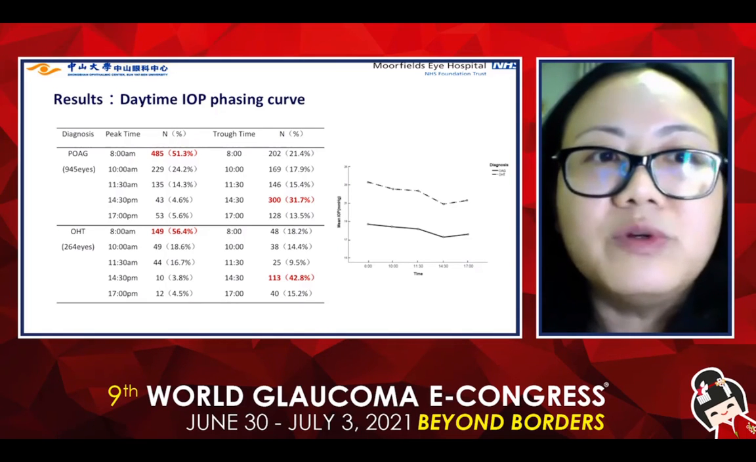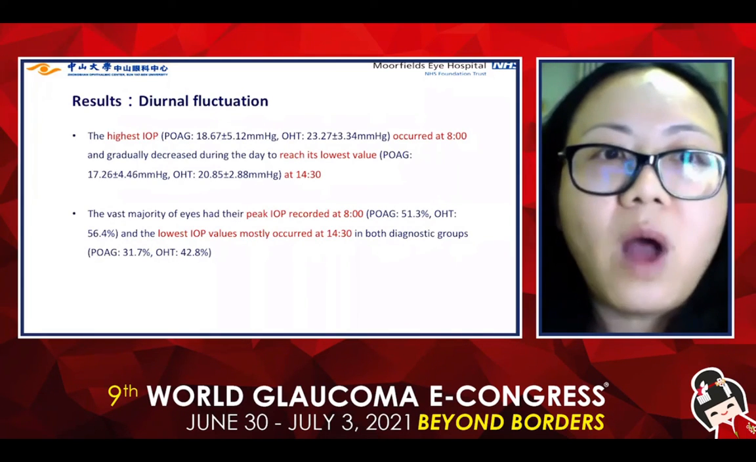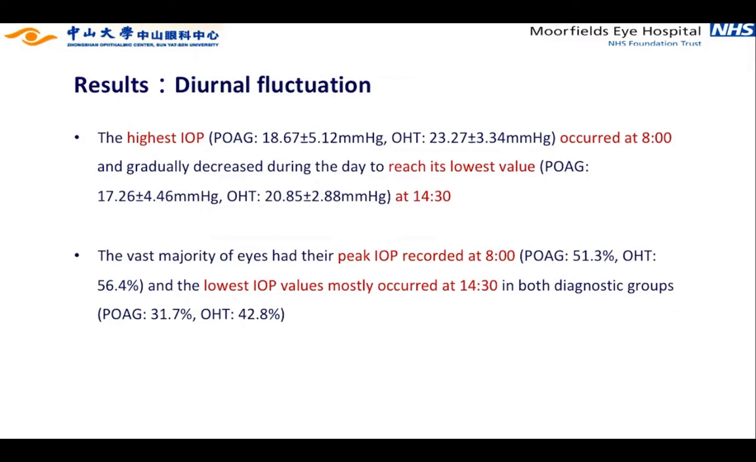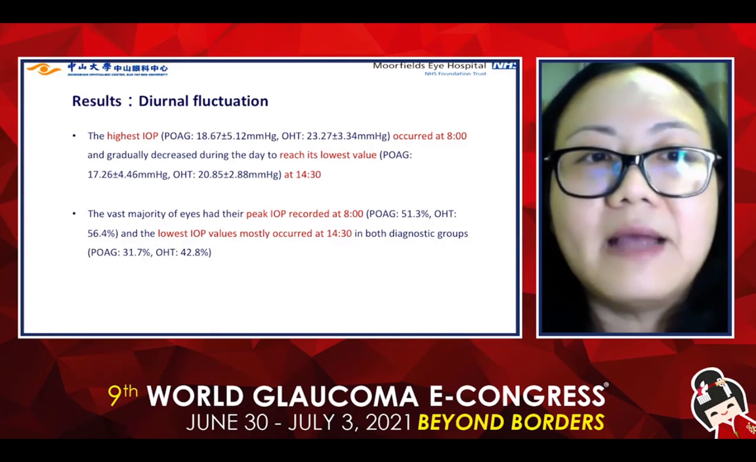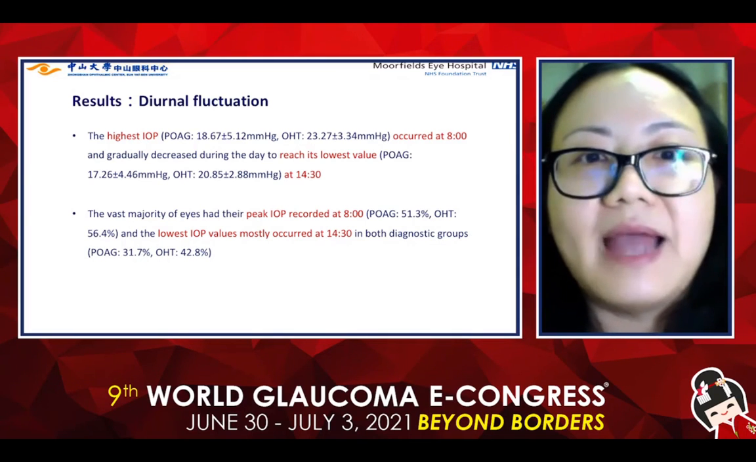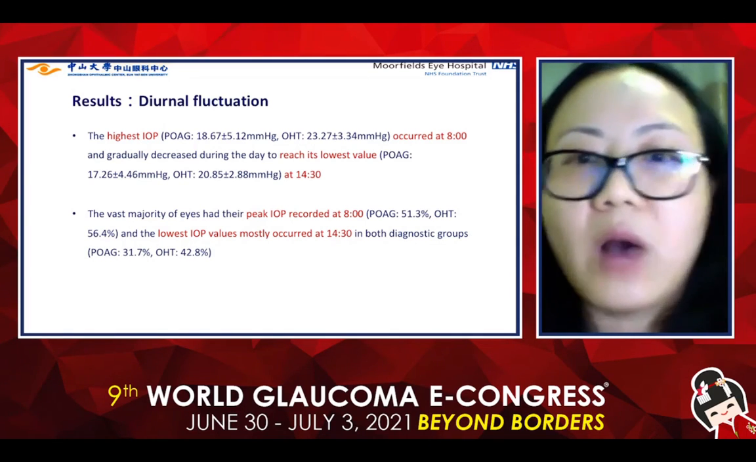Next, let's move to the 24-hour results. This is the phasing curve, indicating mean IOP rose from 10 p.m. and shows an obvious peak between 5 a.m. and 7 a.m. in both POAG and OHT eyes. Besides, nocturnal IOP was higher than daytime IOP in both groups. More than 80% of POAG eyes and OHT eyes had their peak IOP outside clinic hours.